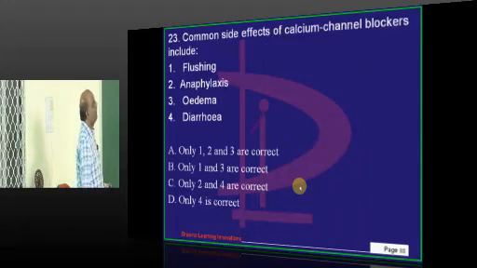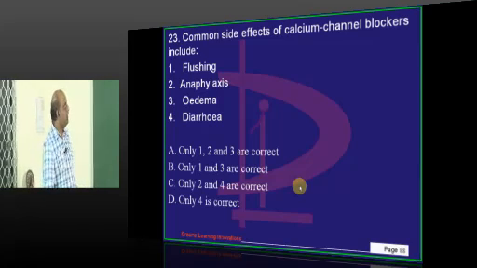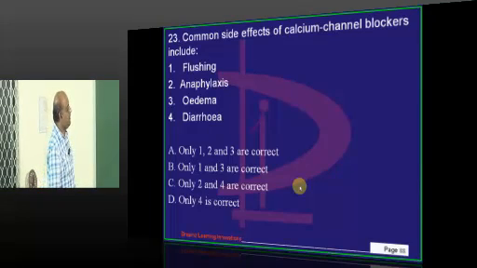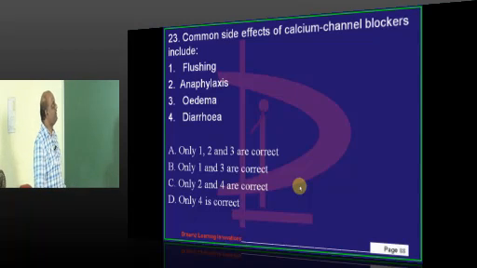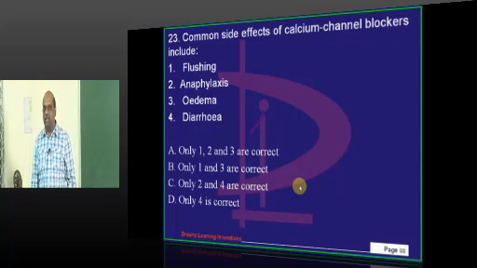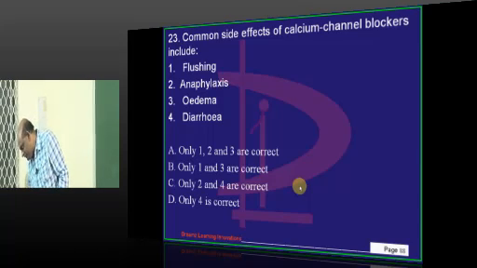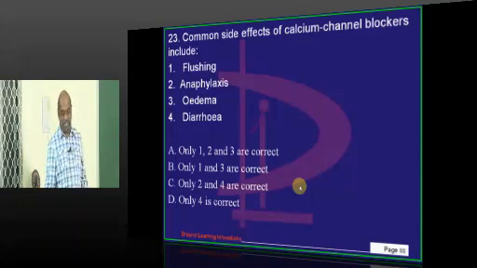Note the common side effect of calcium channel blockers. More than one answer? You like to choose diarrhea is anyway out of question. It is the constipation. Now you are all experts. So between 1, 2, 3 or 1, 3, what do you want to choose? Yes, we have corrected the earlier question answer as C.